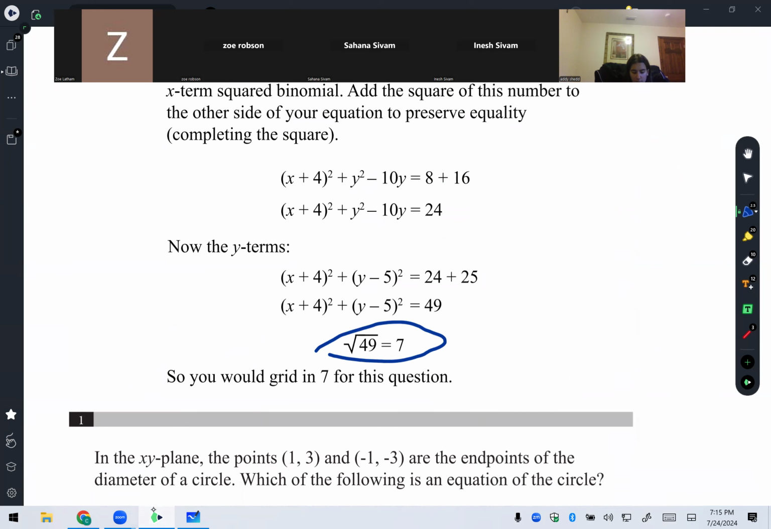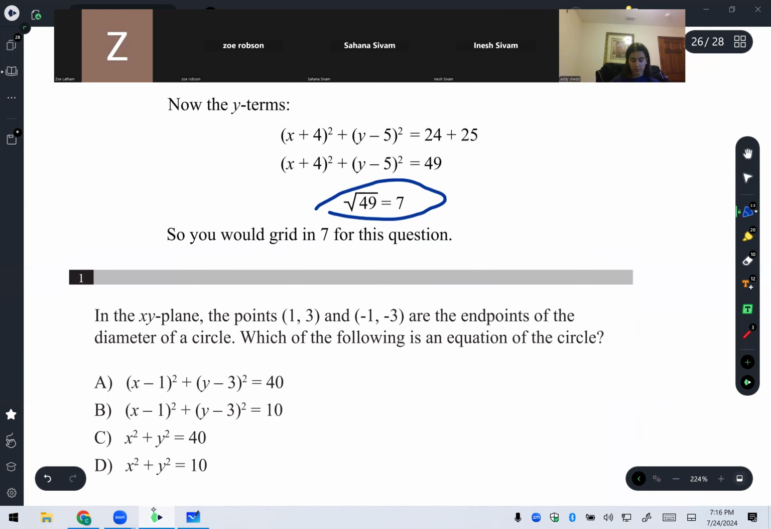Let me just ask before I go on. Zoe Latham, are you good with this, completing the square? Yeah. Okay, Zoe Robson, yeah. Okay, Sehana, yeah. You're all going to wind up working for NASA. Inesh, good, yeah. And Addie, just shake your head if you're good.